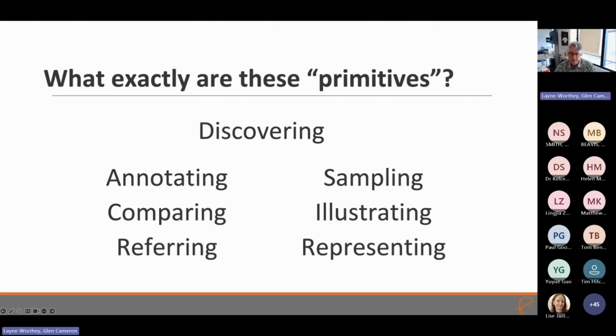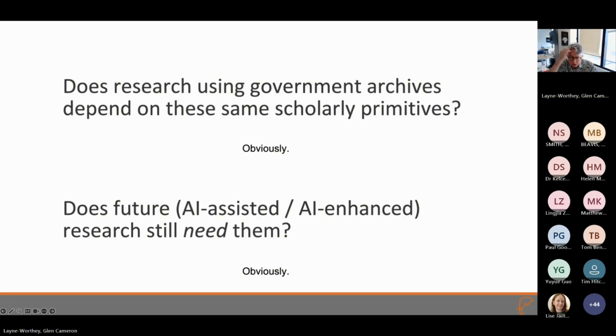So you'll see that the first of these is discovering, which is the putative topic of our workshop today. So my questions are, does research using government archives depend on these same scholarly primitives as any other research? Obviously it does. And does future research, whether it be AI-assisted, AI-enhanced or not, and what might these look like then?